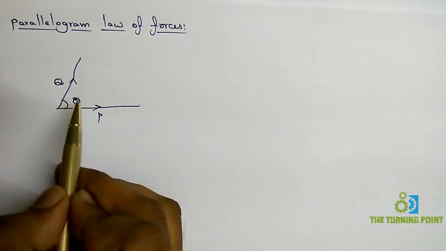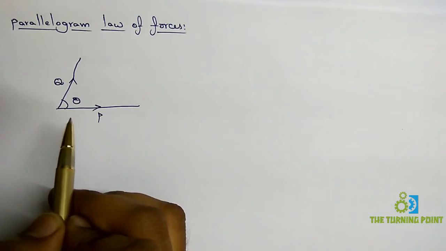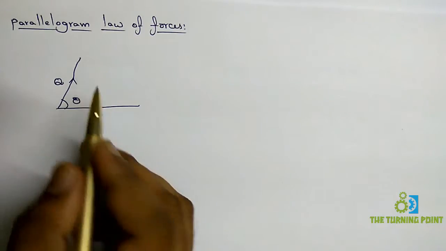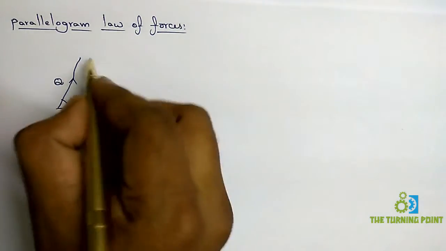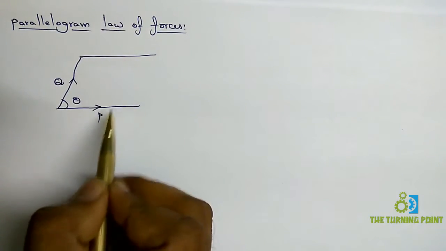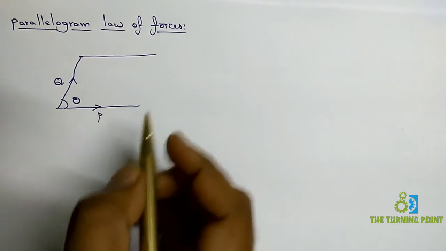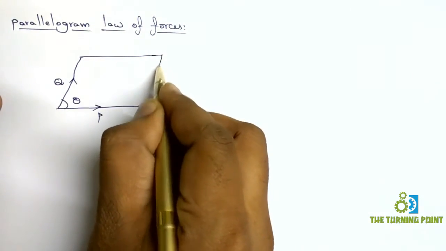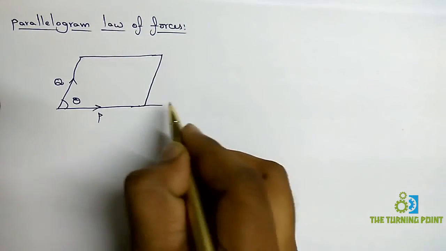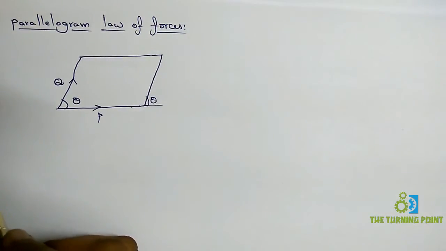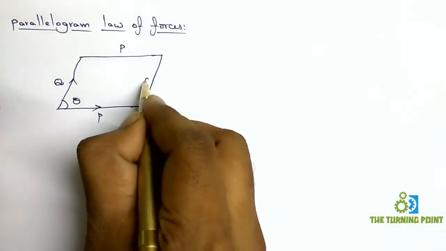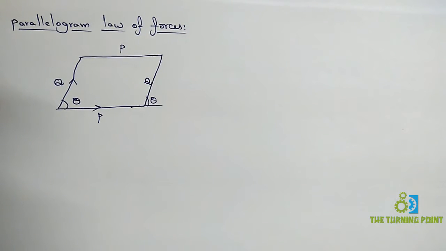In order to consider the diagonal, first I have to construct the parallelogram. From the properties of a parallelogram, opposite sides are equal and parallel to each other. If this magnitude is P, then I have to consider a force of the same magnitude P in the same direction. And I have to consider Q such that it is parallel to Q, and if it makes an inclination of theta with the horizontal, this one should also make an inclination of theta with the horizontal. If this is P, this is P. If this is Q, this is also Q. So I have constructed the parallelogram.